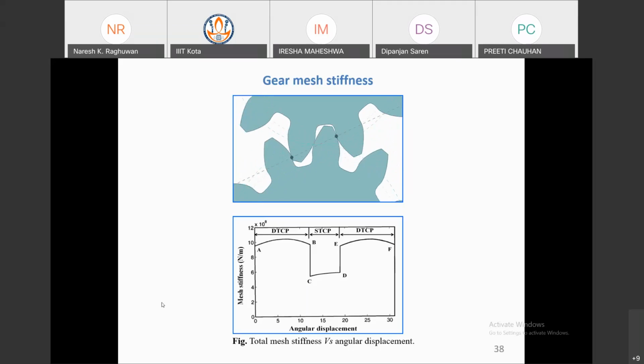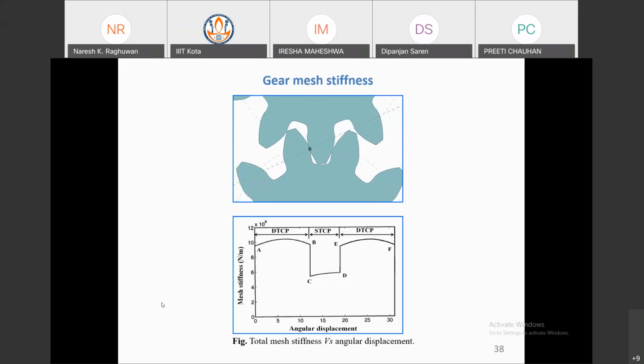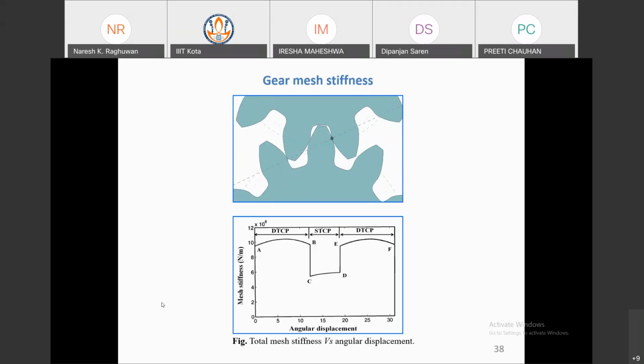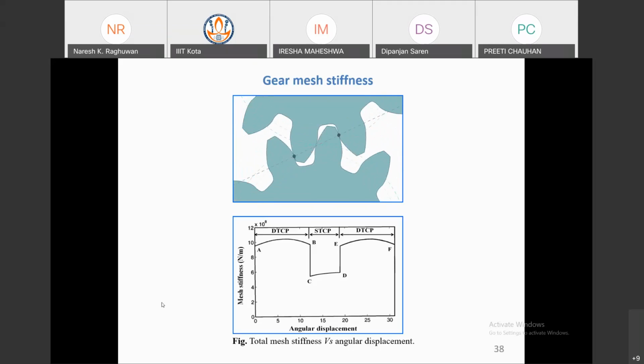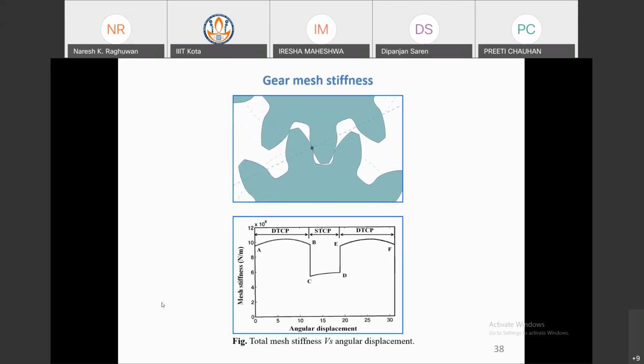But when four teeth are in engagement, that is two pairs. For one pair, K1 K2 upon K1 plus K2. For the second pair, K1 K2 upon K1 plus K2, and these two are connected in parallel. So in the graph, you can understand at point A, double tooth contact pair, DTCP, means four teeth are involved.